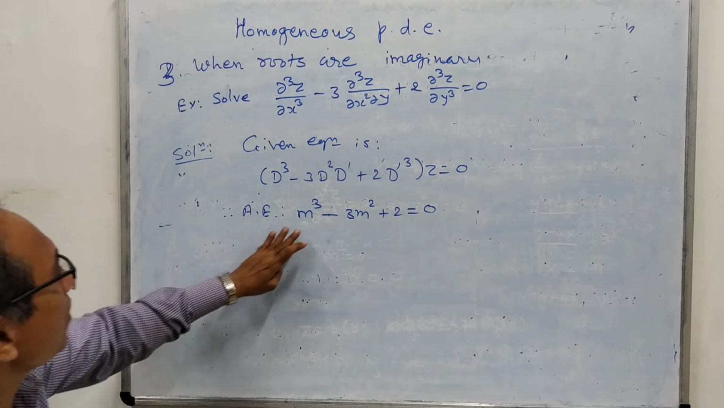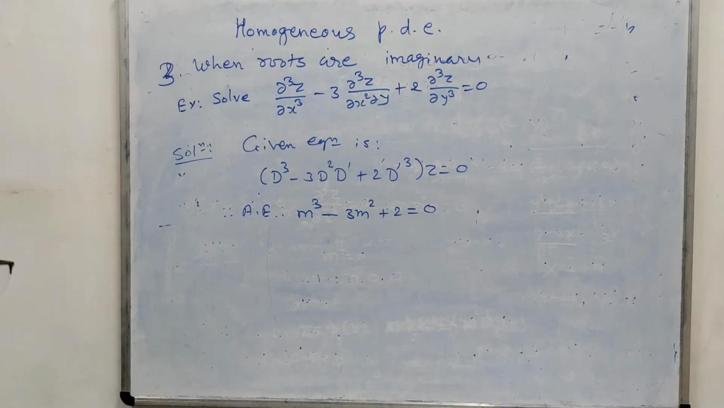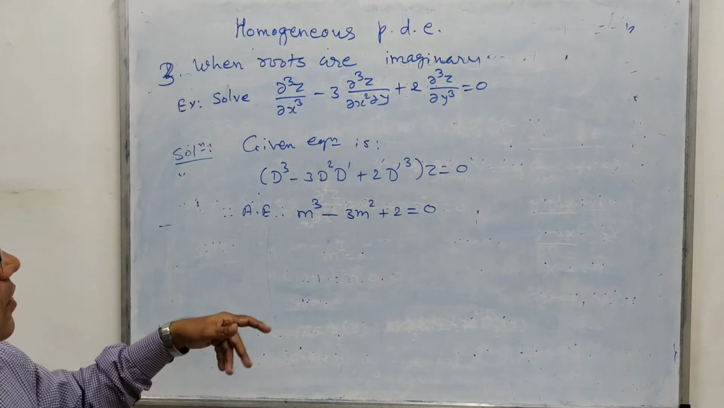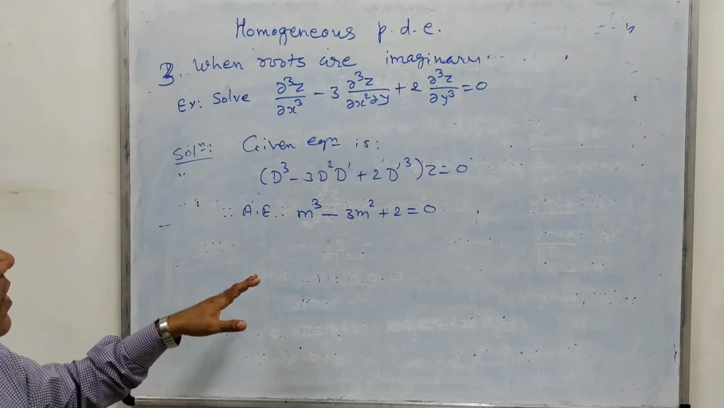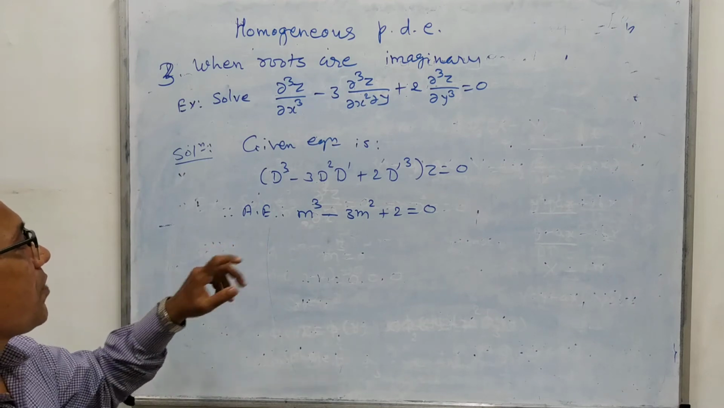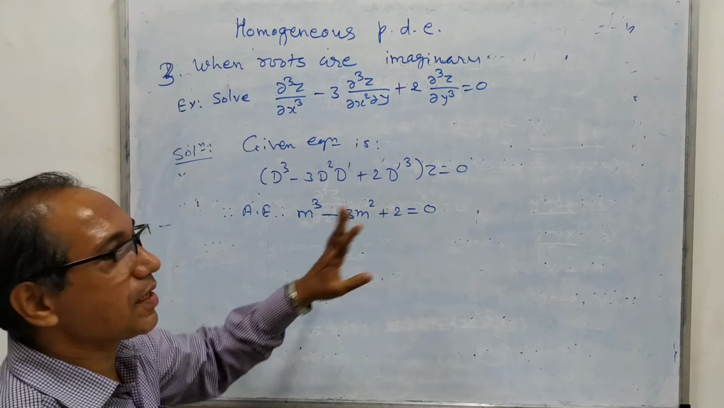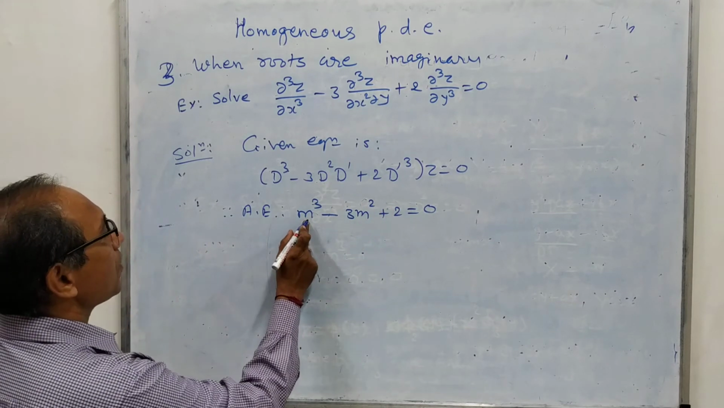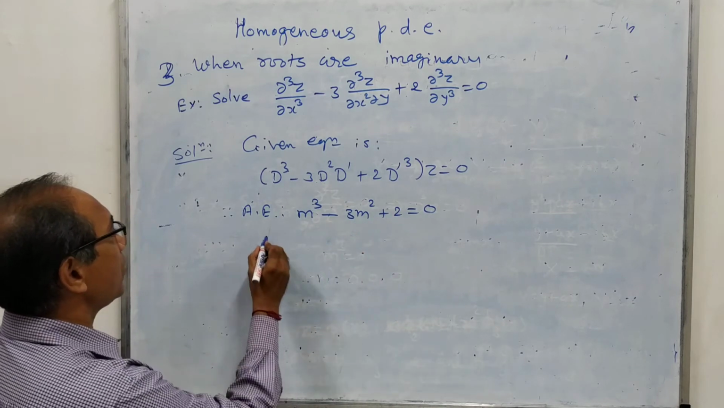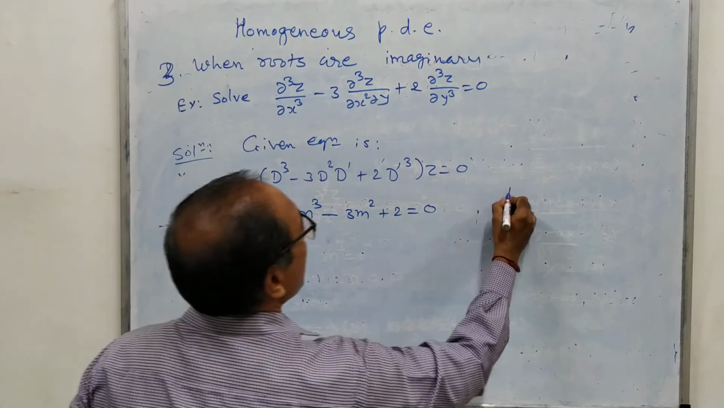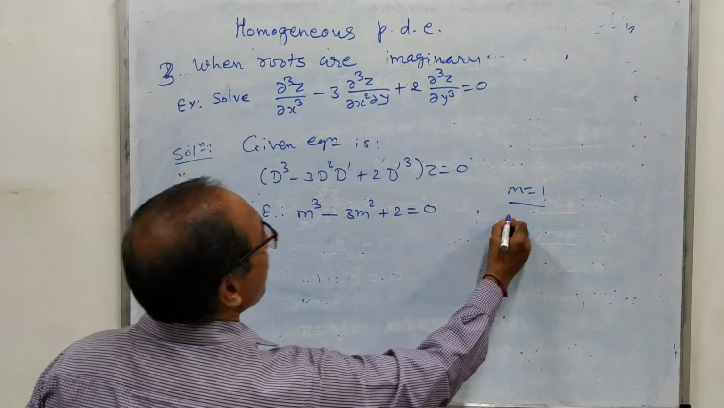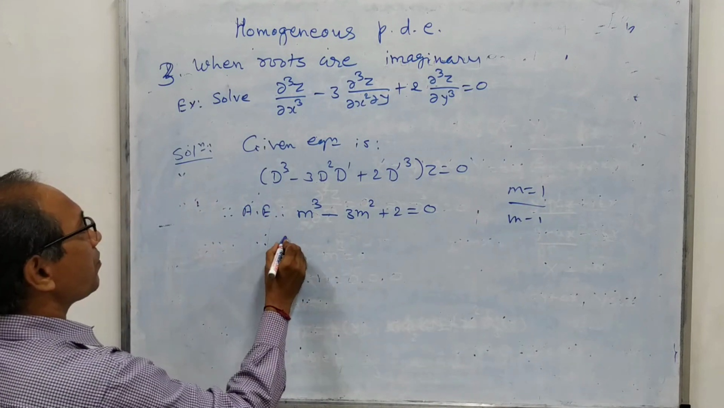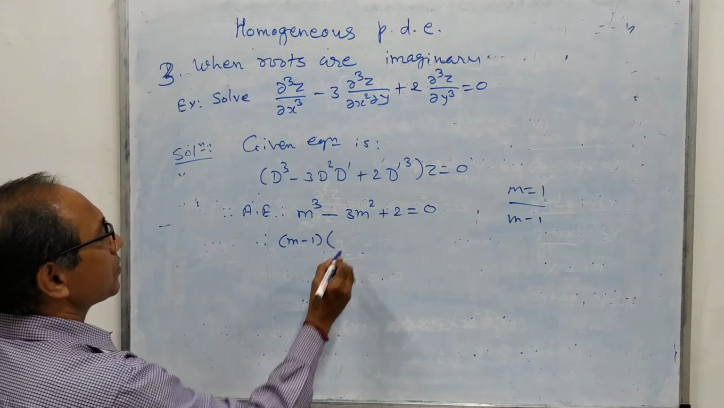Actually it cannot be solved directly, so the first solution can be obtained by making suitable substitutions. Suppose we put m = 1; if it gives 0, then we can say that m = 1 is a root. Putting m = 1: 1 − 3 + 2 = 0, yes, it is 0. So m − 1 is one factor.